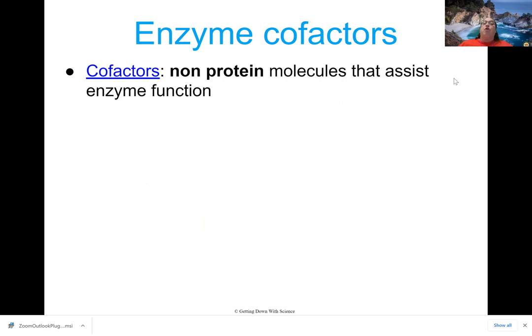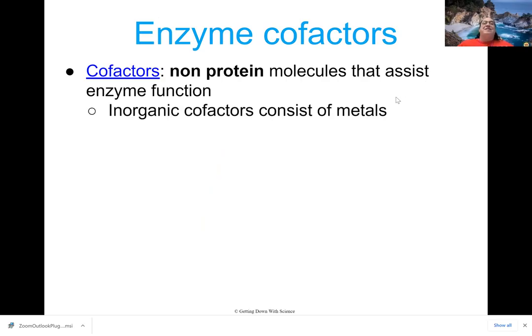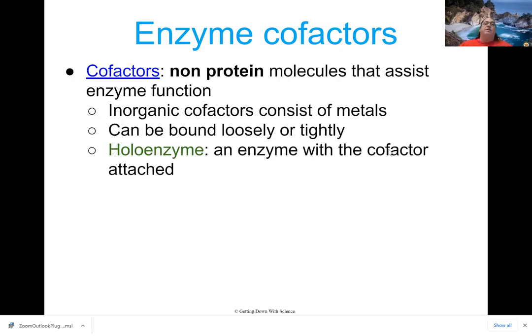Additionally, we may have cofactors that will be involved. Cofactors are going to be non-protein molecules. A lot of times these may be our vitamins or minerals, and they're going to assist the enzyme function. Typically, we've got inorganic cofactors like metals, some of our minerals. They can be bound either loosely or tightly. Sometimes we have what we call a holoenzyme. That's an enzyme with the cofactor actually attached to it. So the cofactor has to be attached physically to the enzyme to make it work.